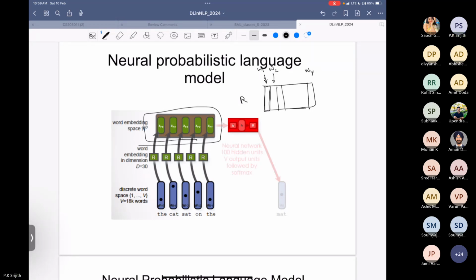And I can denote the whole vector representation over all the words in the vocabulary by some matrix R. If I assume each column or each vector is 30 dimensional, R is going to be a 30 cross V dimensional matrix.